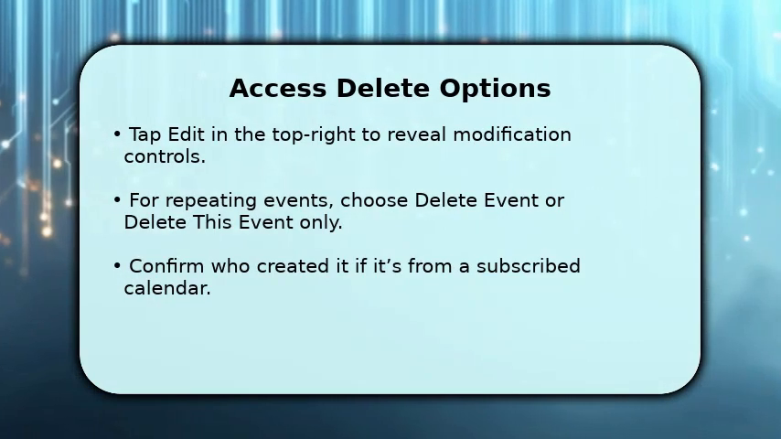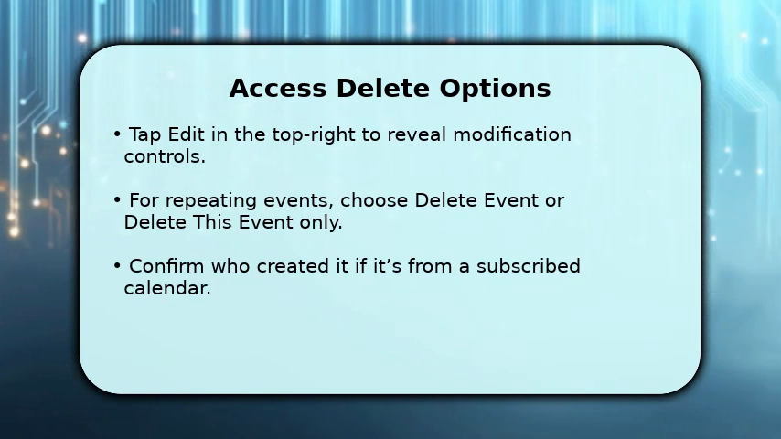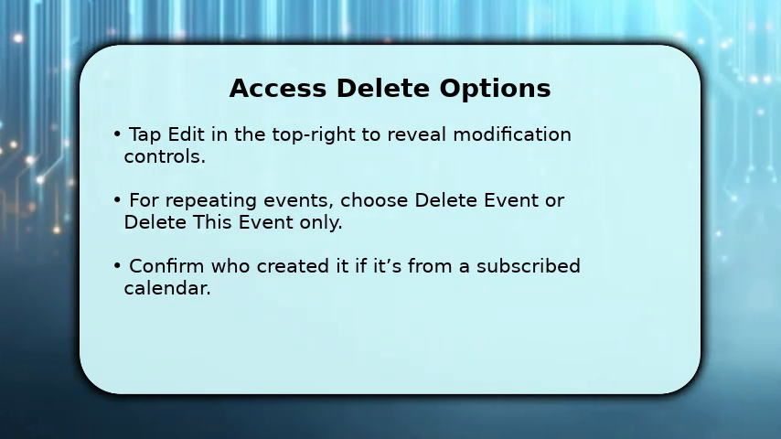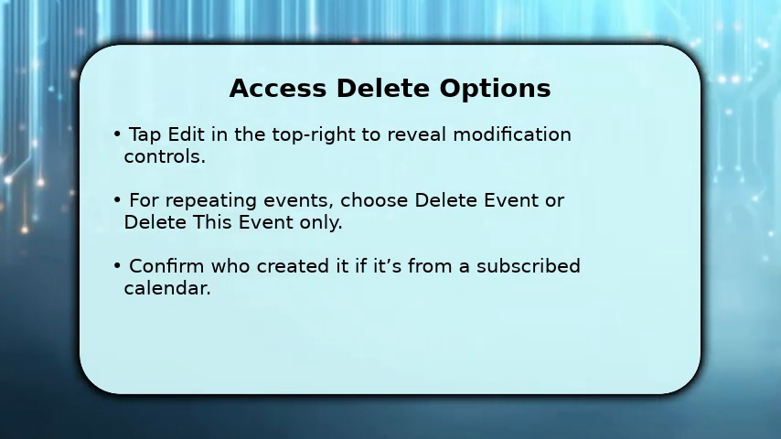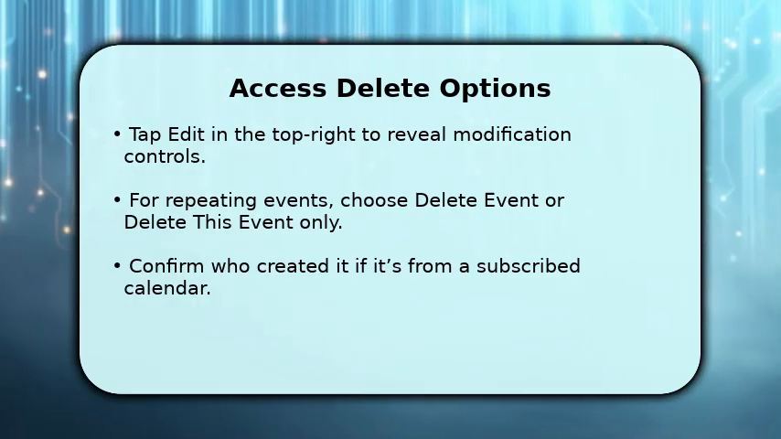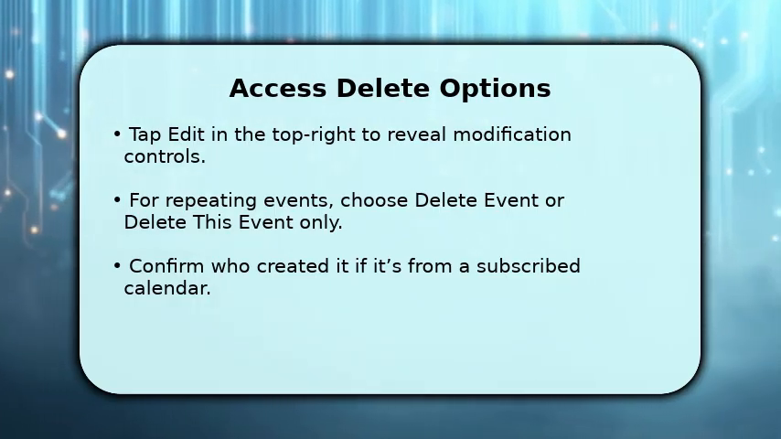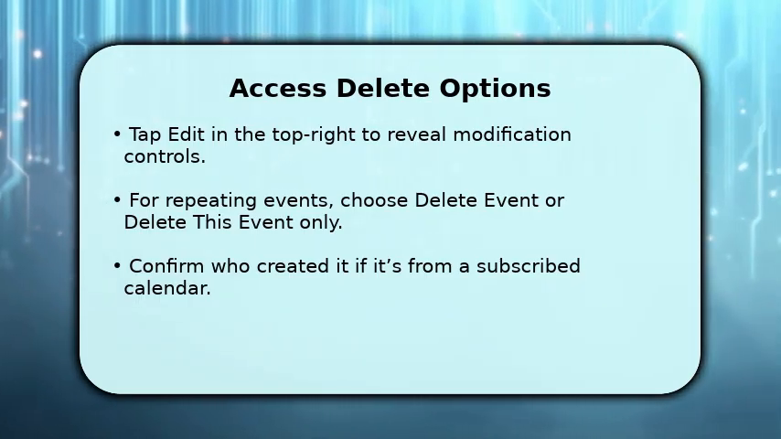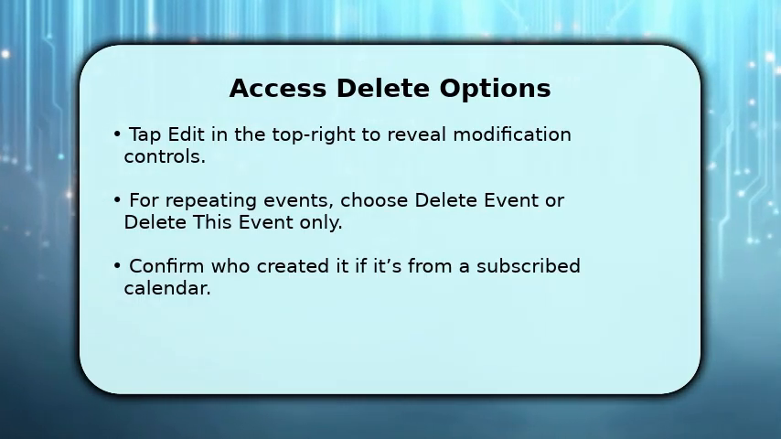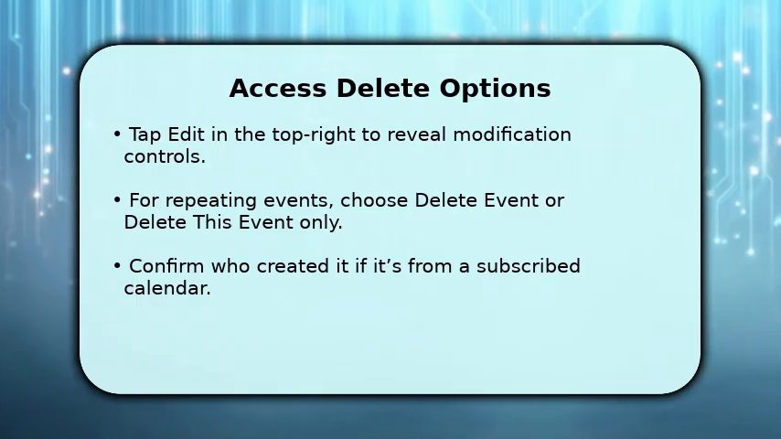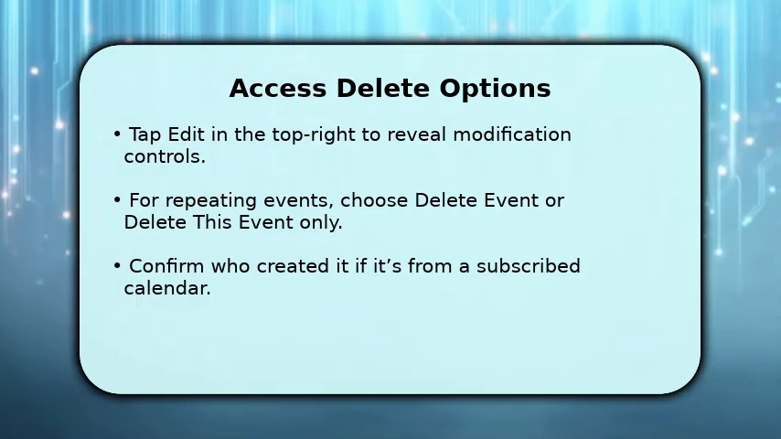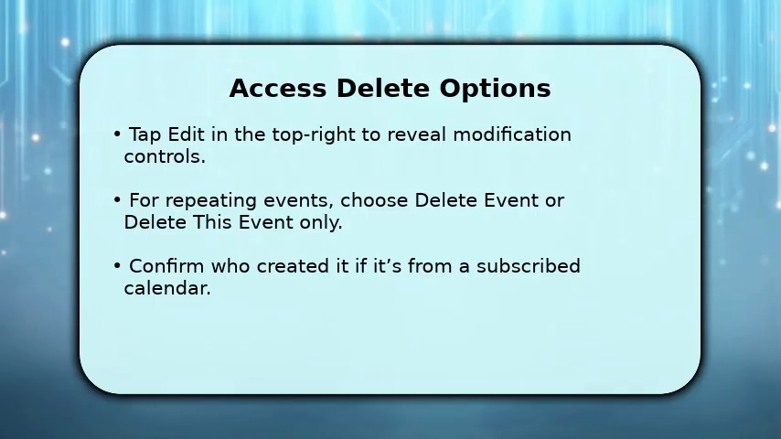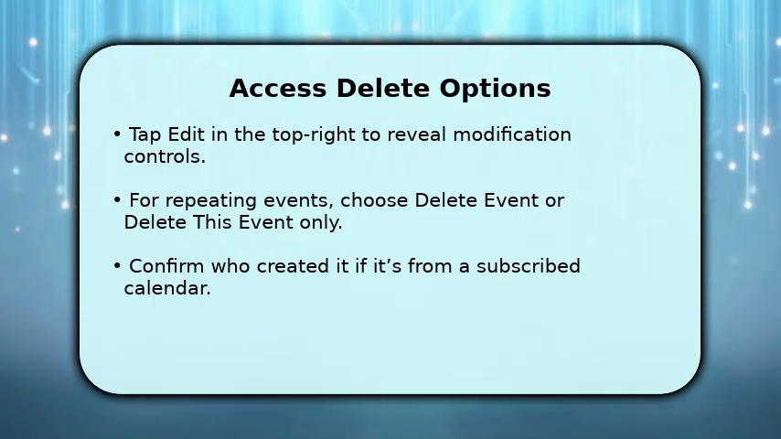Once the event details are open, tap Edit to access full controls. This is where Apple places deletion options and recurrence settings. If the event repeats, the Edit screen explains whether you'll delete a single occurrence or the entire series, so choose carefully. If it's from a subscribed or shared calendar, check the Organizer field to understand permissions. You may not be able to delete it for everyone. Making the right choice avoids unintended removal of multiple events.